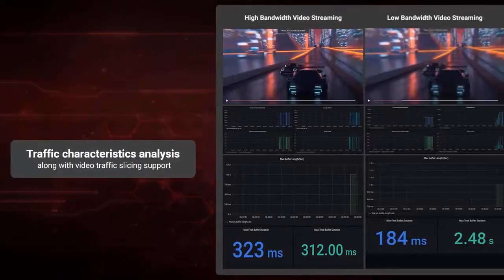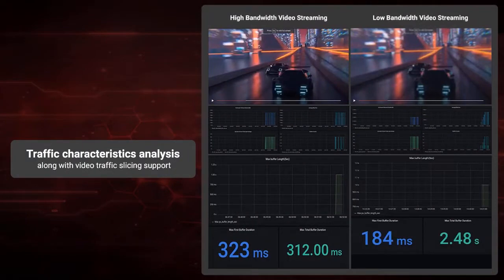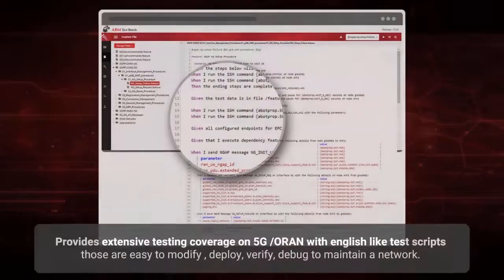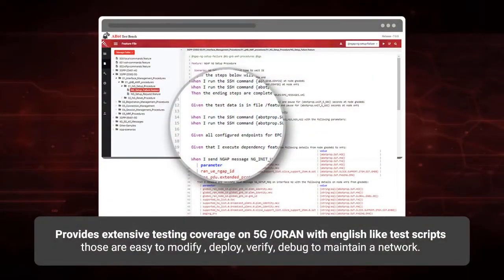ABOT supports different types of application traffic simulation, which can simulate traffic on a live network in a synthetic manner and capture different statistics. These test cases are written in English-like DSL language following the BDD framework and are very easy to understand, modify, deploy, and verify.